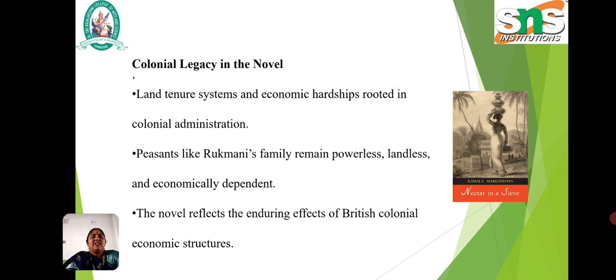So, what is the colonial legacy in the novel? We can see the land tenure system and economic hardships rooted in the colonial administration. Peasants like Rukmani and her husband Nathan become powerless because they are tenant farmers. They are economically dependent on the farmland. The novel focuses on the effect of British colonial and economic structures.